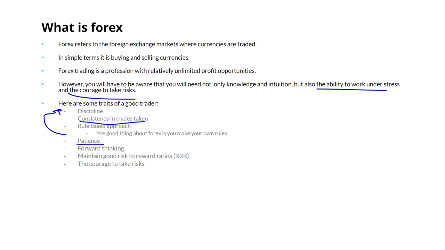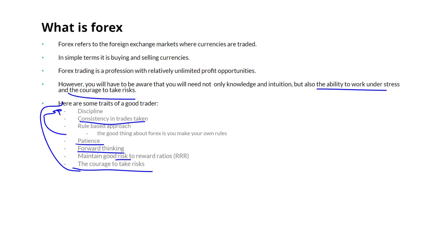Once you have discipline, you also need to be patient enough to wait for a setup to play out. It doesn't mean you have to trade every day. That's what it means to be patient. You can take some days off and stuff like that. And forward thinking is something that you need. The most important thing in Forex is the ability to maintain good risk to reward ratios. This is very important. You have to respect the risk side more than the reward side. And the courage to take risks. We talked about this earlier, that you don't need only knowledge and intuition, but also the ability to work under stress and the courage to take risks.